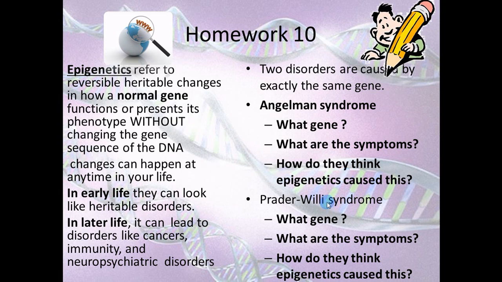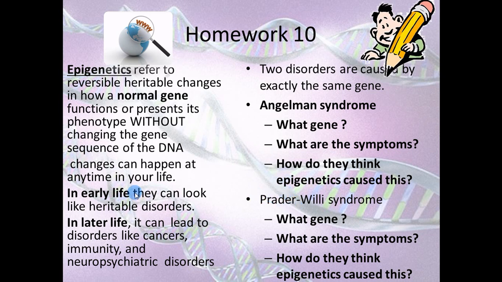Then you look up Prader-Willi, what's the gene, and I already gave it away, it's going to be the same gene. What are the symptoms, though, of Prader-Willi? How do they think epigenetics causes Prader-Willi? And you might see some links, and I'm kind of hinting around that where the genes come from, mom or dad, might influence it too. Even though it's the same gene, depending on the parents, epigenetics may flip it on or off.